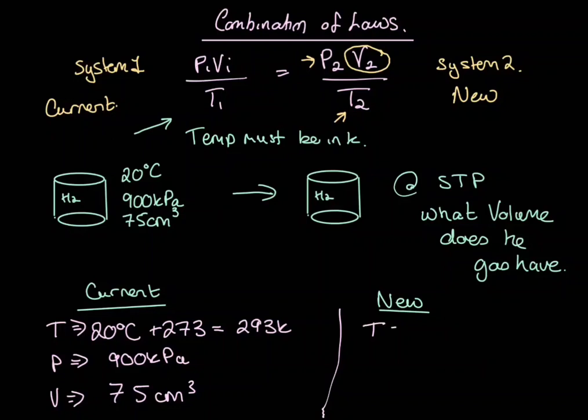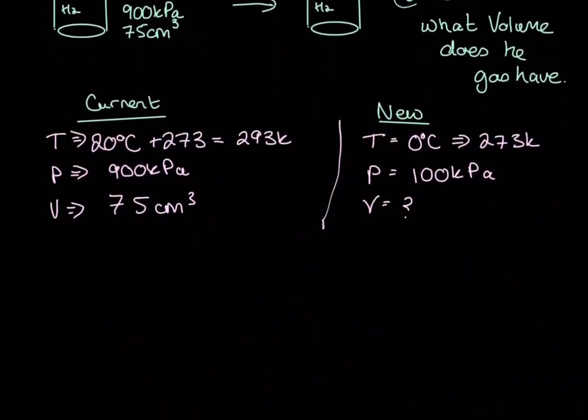Temperature. So our standard temperature and pressure is 0 degrees Celsius, which is 273 degrees Kelvin. Pressure is 100 kilopascals, keeping the same. If it's kilopascals one side, it's kilopascals the other side. And the volume is the one that we want to know. So we're going to use that formula, the combination of the two laws.